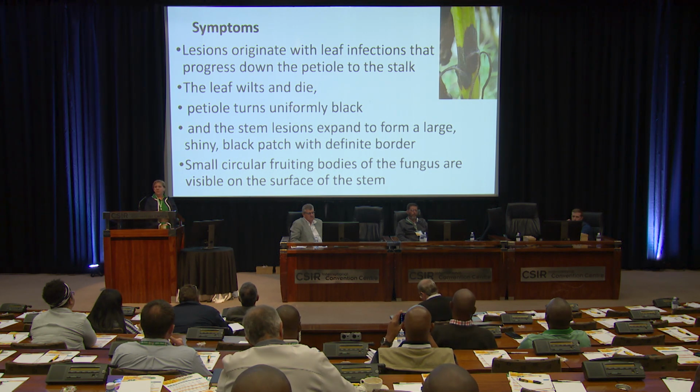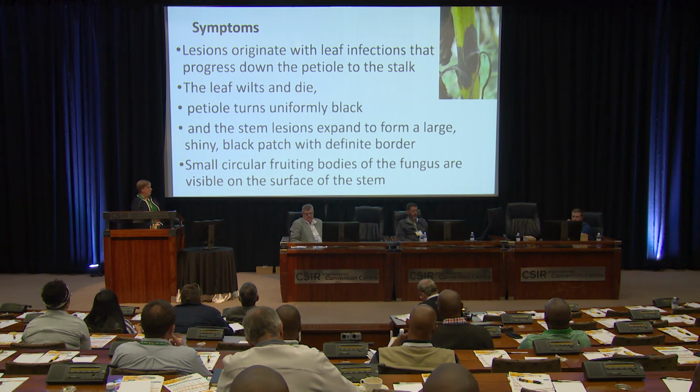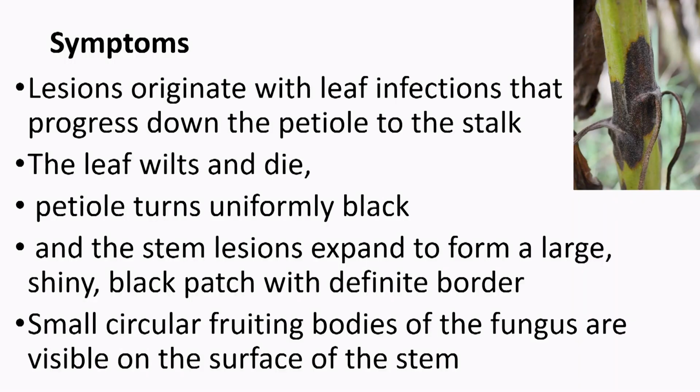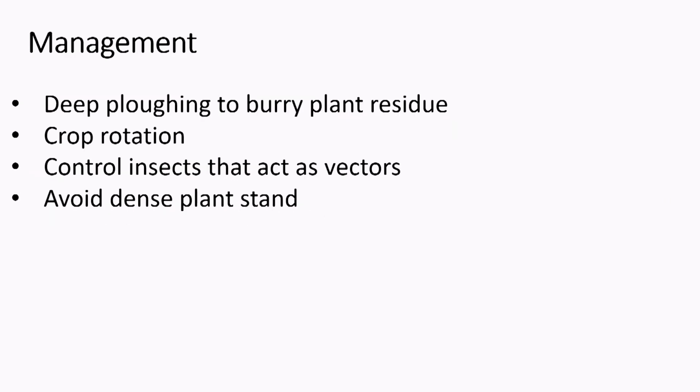The petiole will then turn uniformly black, and the stem lesions will then expand to form a large, shiny black patch with definite borders. This is what you will see on the stem. If you look closely at your stem, you can observe small circular fruiting bodies of the fungus, and it will look like a dew drop or a shiny droplet on the stem.